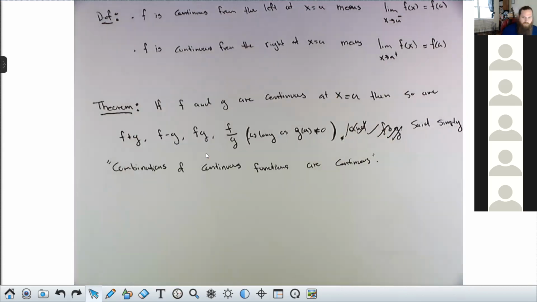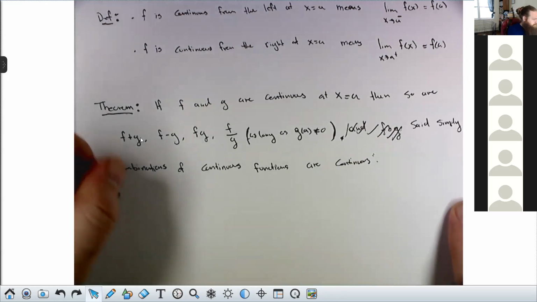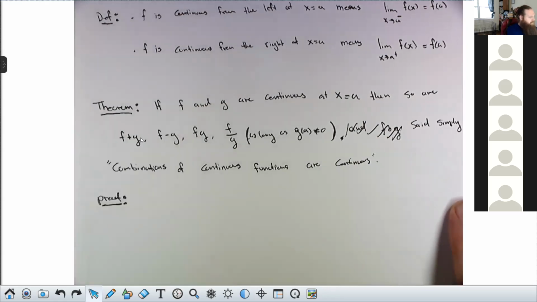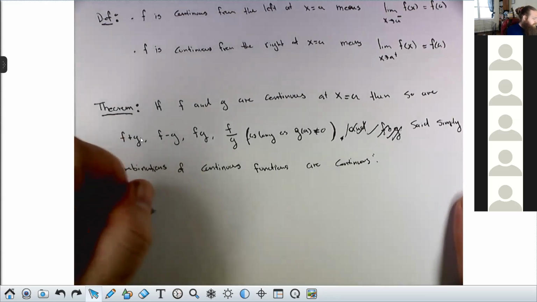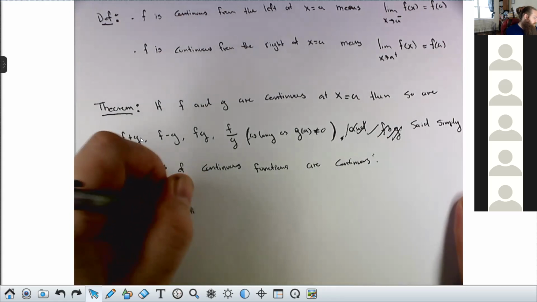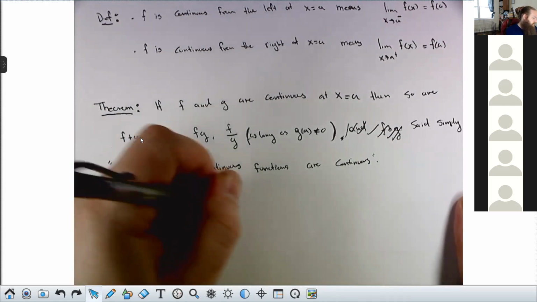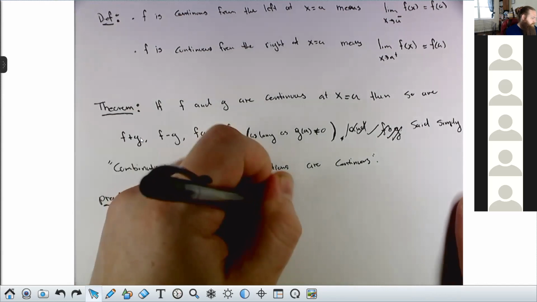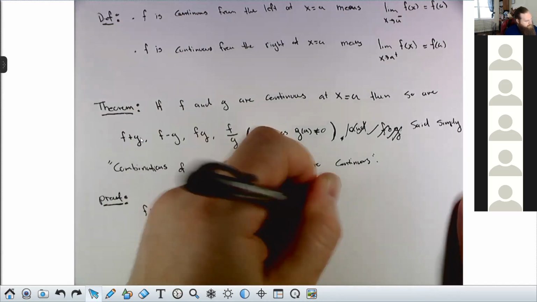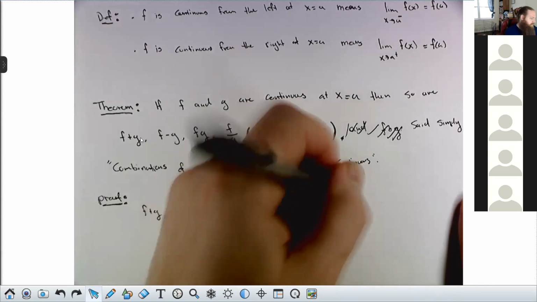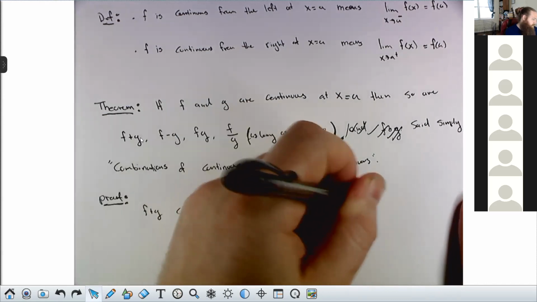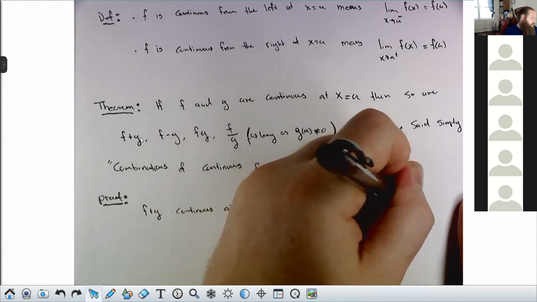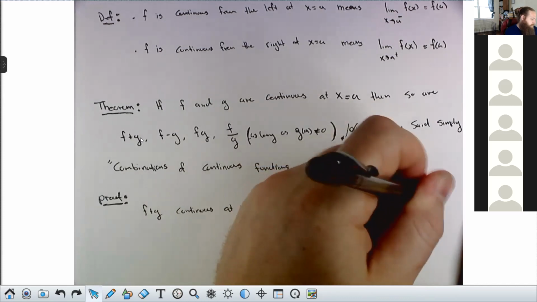We could prove this using the delta epsilon definition. We could also prove this using the limit definition, the simple one, and the limit laws. Let me do that, so we don't get lost in the quagmire of deltas and epsilons. f plus g continuous at x equals a means that the limit as x approaches a of f of x plus g of x is equal to f of a plus g of a.